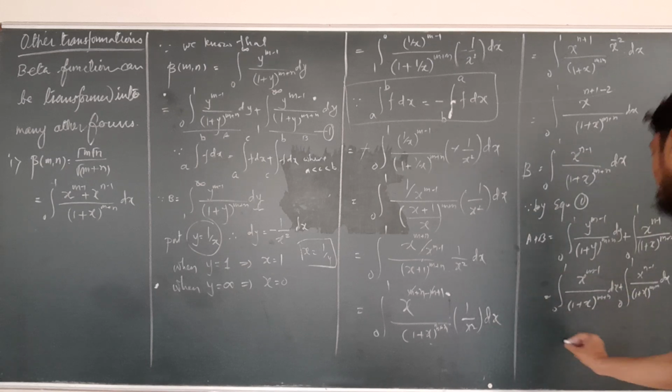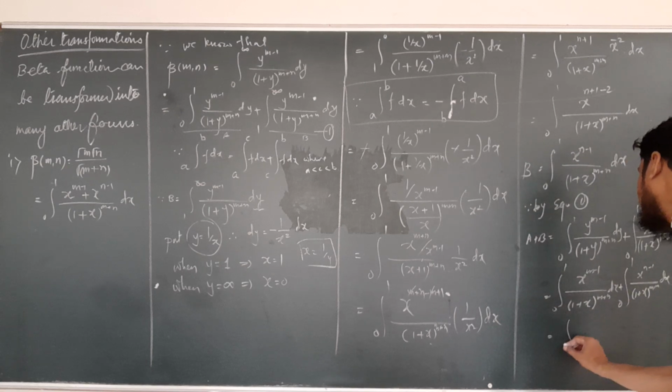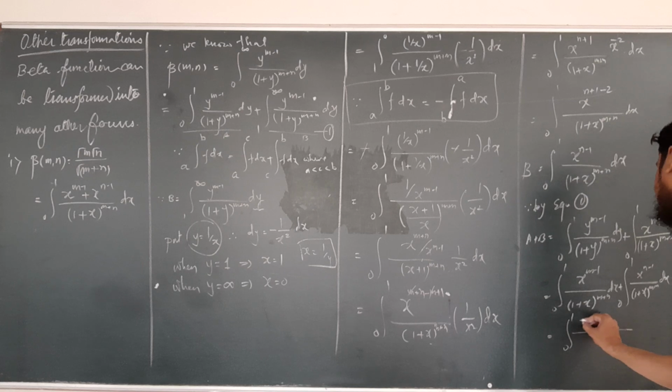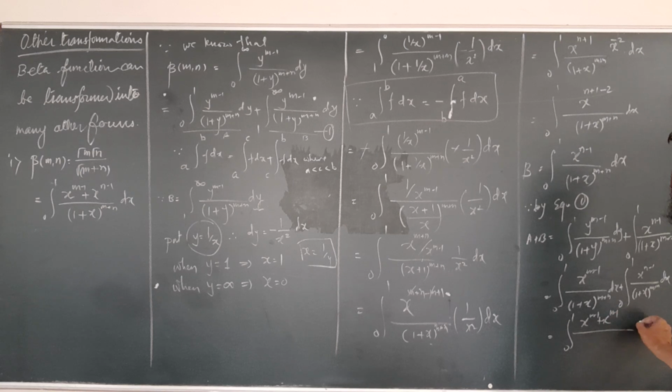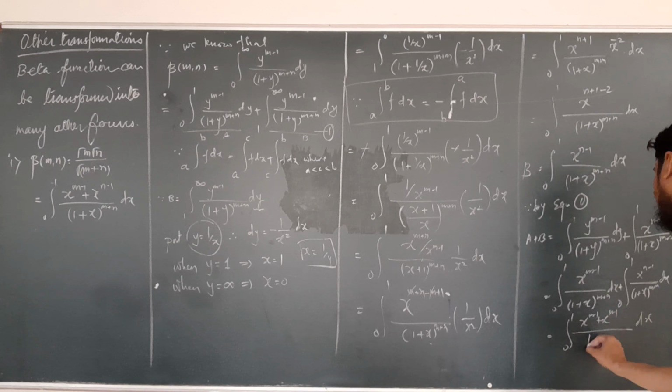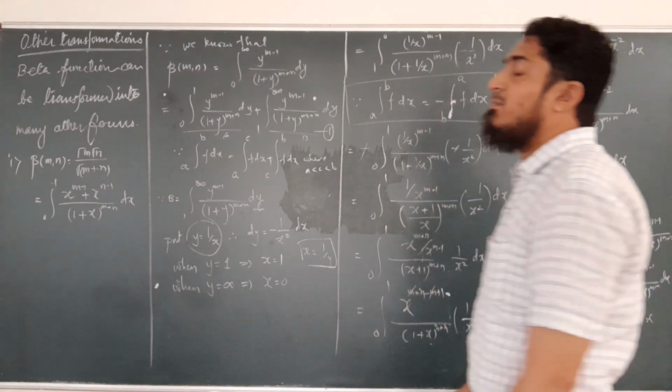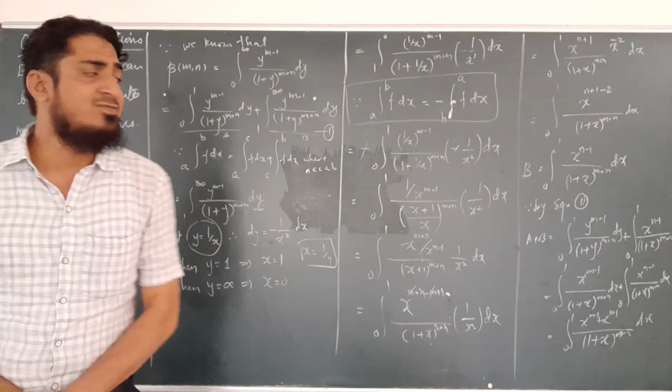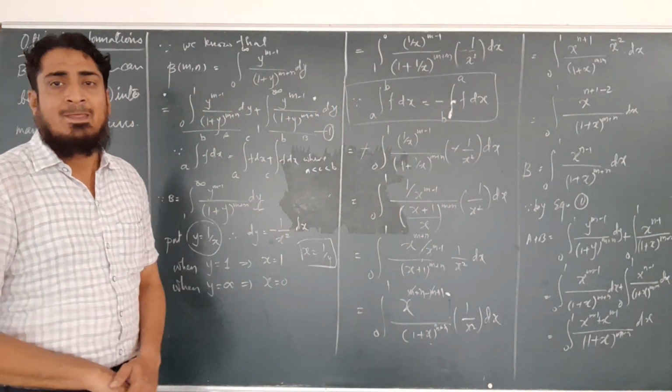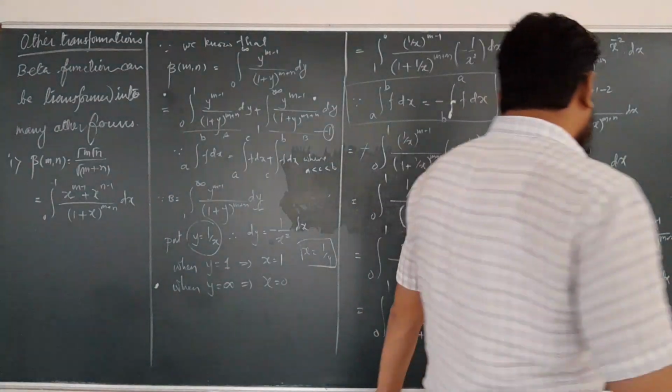dx plus integration from 0 to 1 x raised to n minus 1 and 1 plus x raised to m plus n dx, and we can write in a single integrand 0 to 1 x raised to m minus 1 plus x raised to n minus 1 dx upon 1 plus x raised to m plus n, and it is another transformation of beta function.